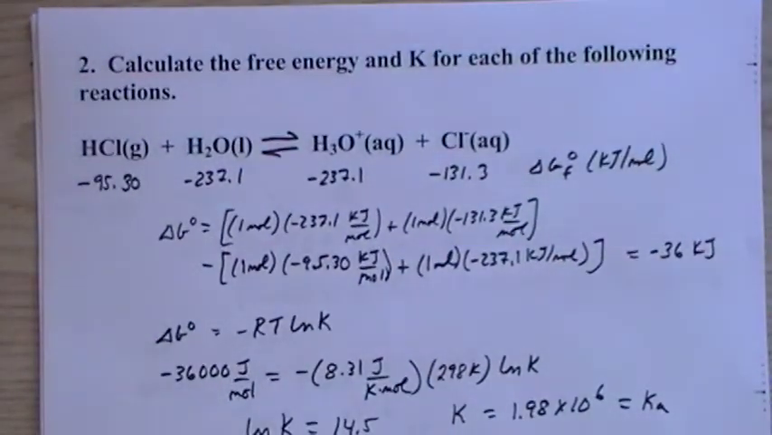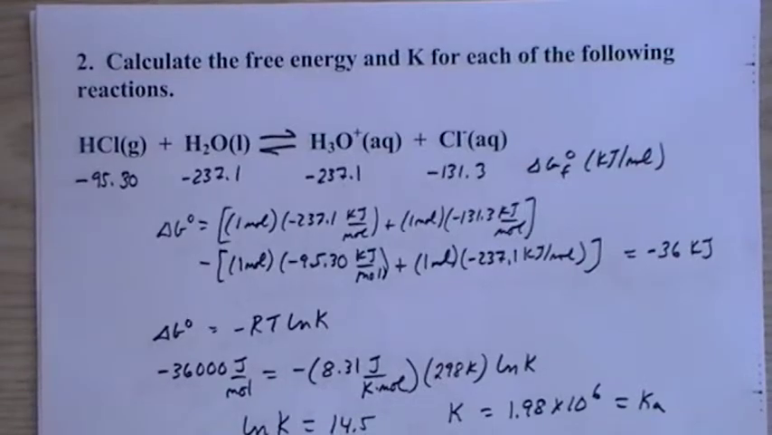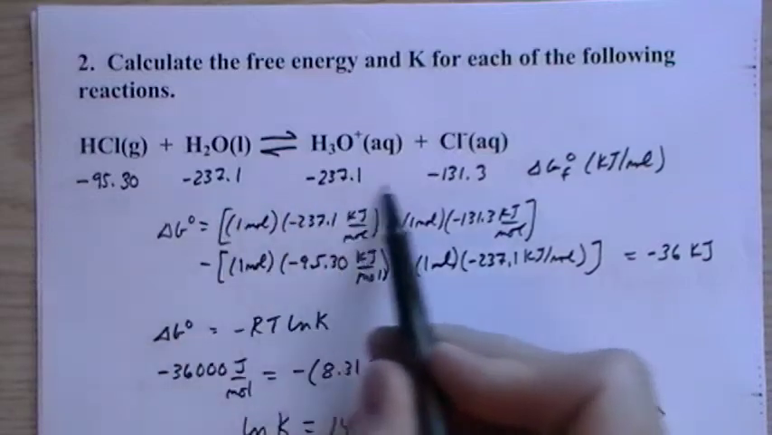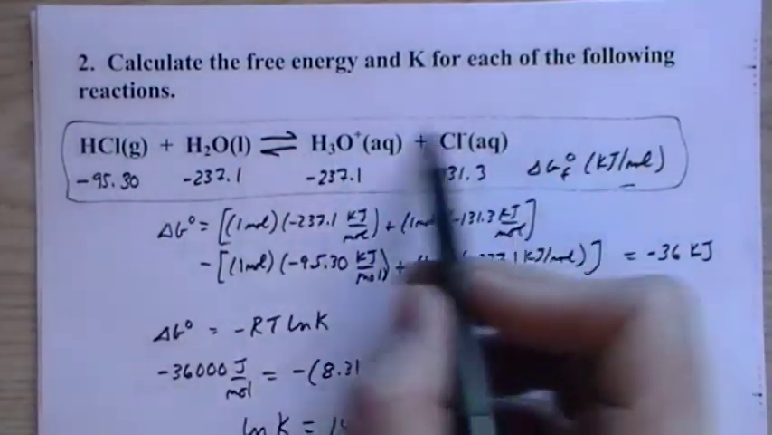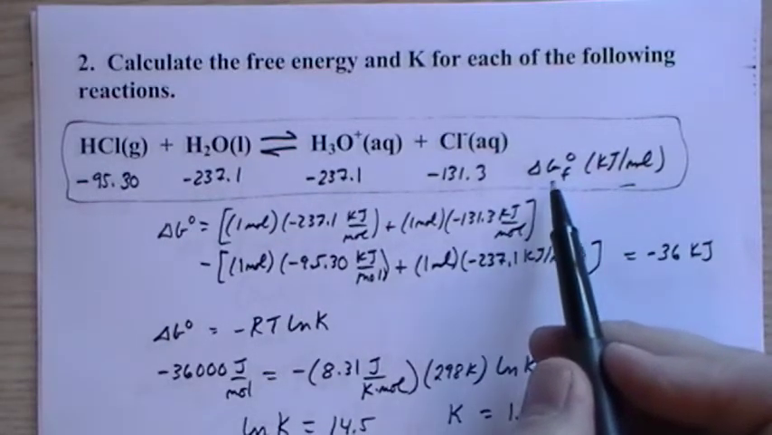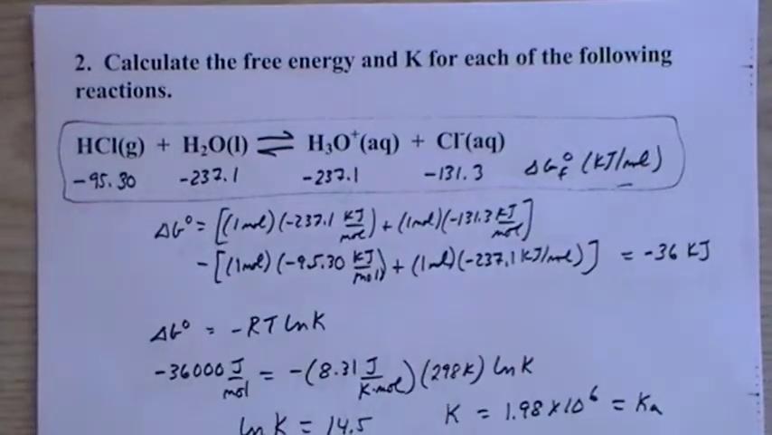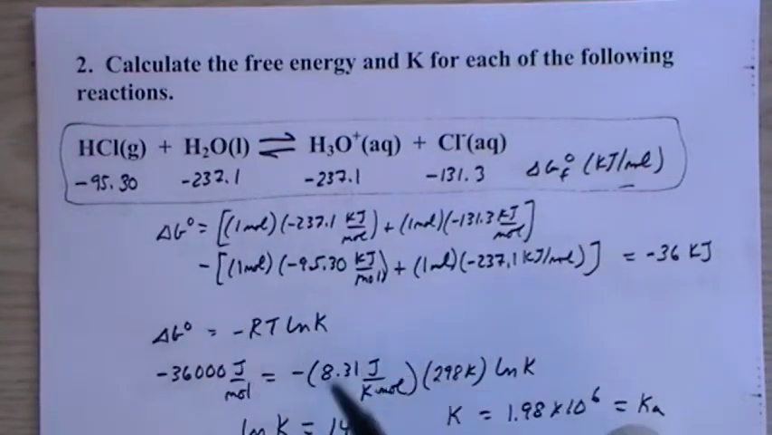Okay, I worked out all of the calculations just to speed things along. Calculate the free energy and K for each of the following reactions. So here are the delta G's. What I'm trying to do here is take the delta G value, the change in free energy for the reaction at standard conditions, and convert it to K.